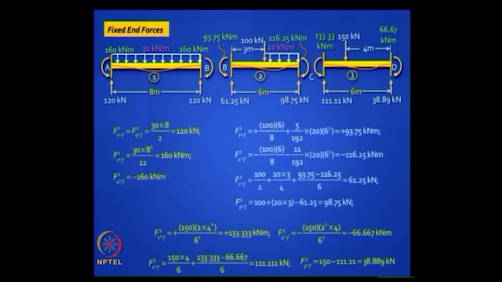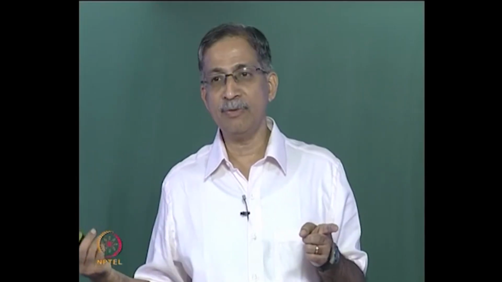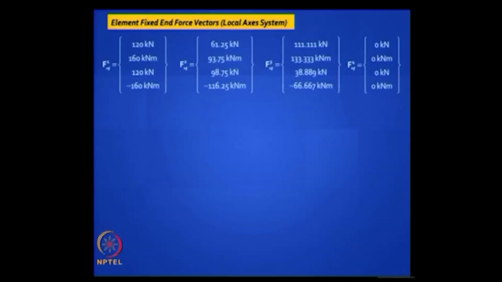The fourth element, if you remember, the overhang did not have any intermediate load. It had only a nodal moment of 50 kilonewton meter. So there is no calculation to be done for the fourth one, and you can put them all neatly in vector form in terms of element fixed end force vectors in the local axis system: F1 star F, F2 star F, F3 star F, F4 star F, which in this case is a null vector. Please note there are 4 items here, 4 components in these vectors. The first one is a force, the third one is a force, the second and the fourth ones are moments. So the units should be correctly entered. Is it clear?